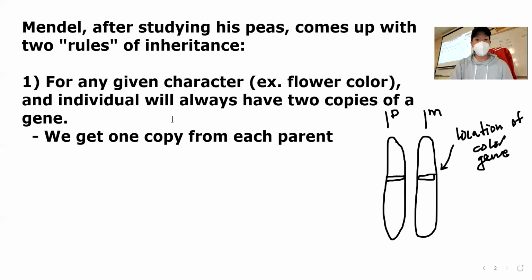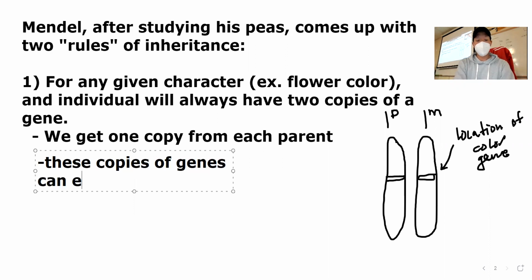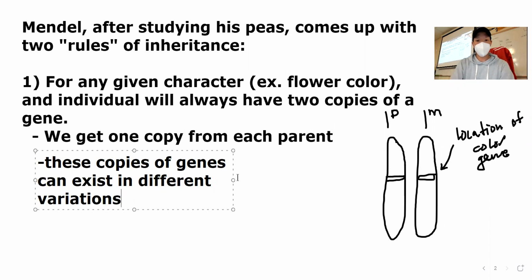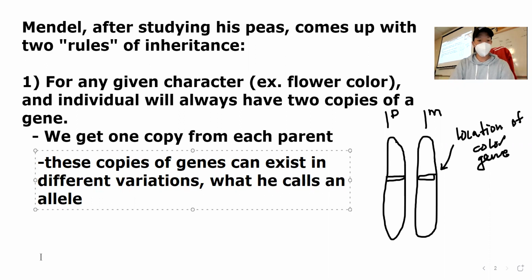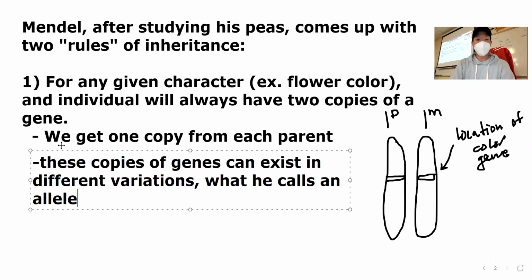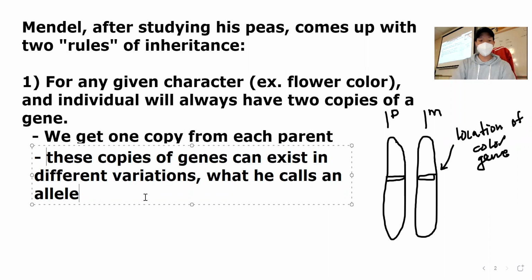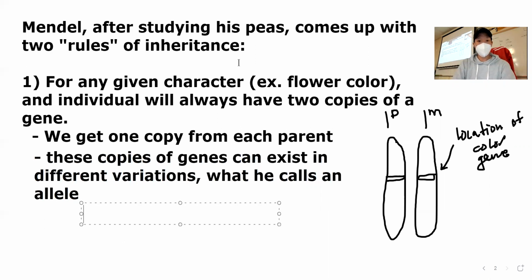And so what Mendel says is that these copies can exist in different variations, what he calls an allele. That's a new key term for today, allele. An allele is a specific version of a gene. And so what we see here is, I'll go ahead and draw this out.